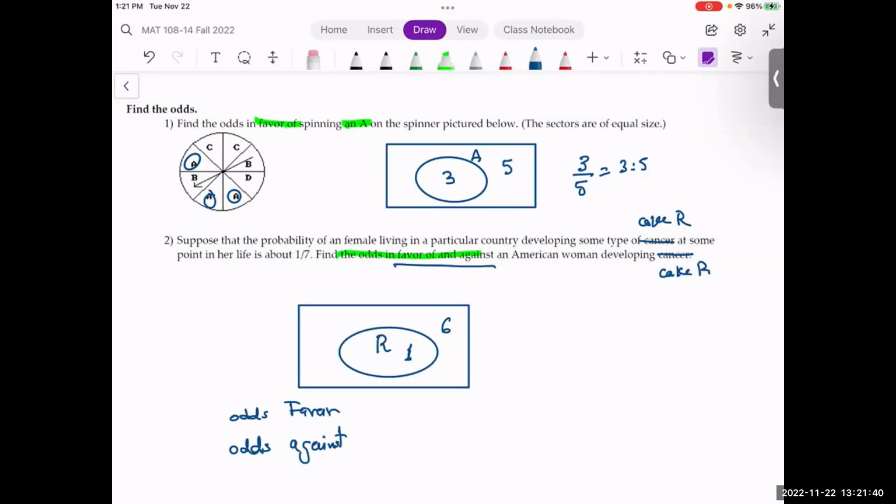All right, the odds in favor of getting a recipe is 1 to 6. All right, 1 to 6. Against it will be 6 to 1. Are we okay? So the trick was to split the 7 into 1 and 6. That's it.